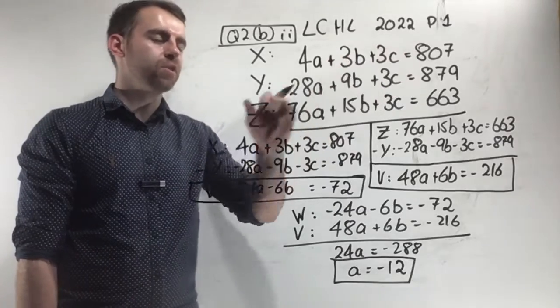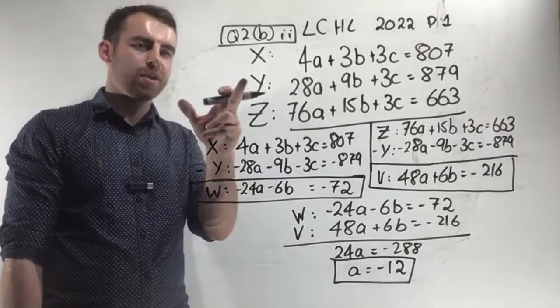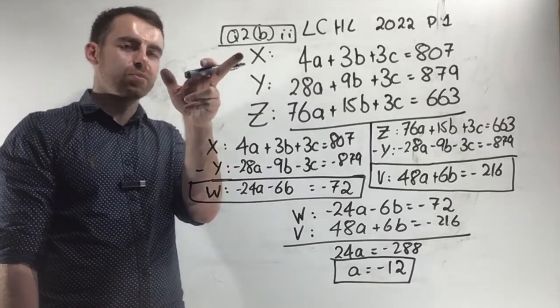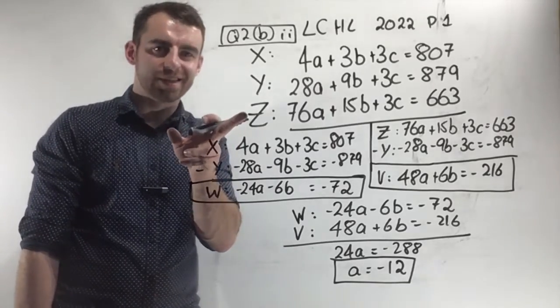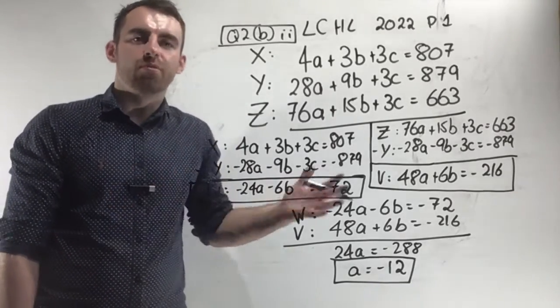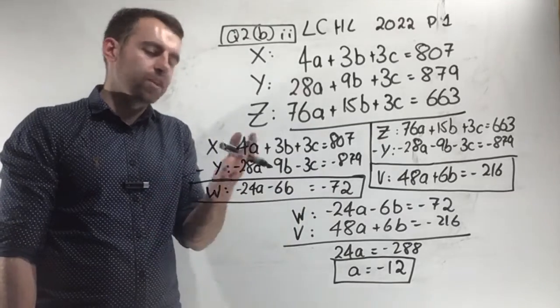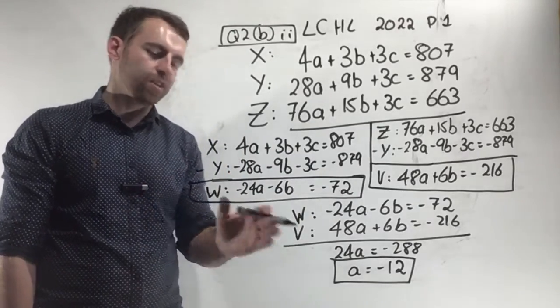When you have 3 equations and 3 unknowns, I always recommend labeling your equations. So I'm labeling the first one as x, the second one is y, and the third one is z. Obviously, there's a number of different ways of doing these, so if you didn't do it the same way as me, that's fine, you should just get the same answer.